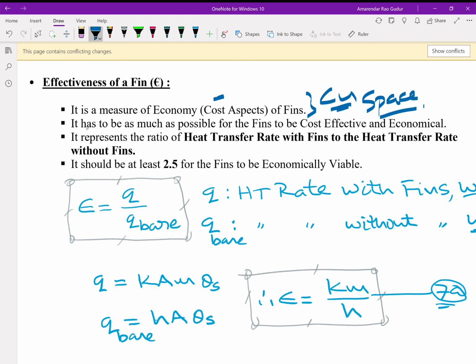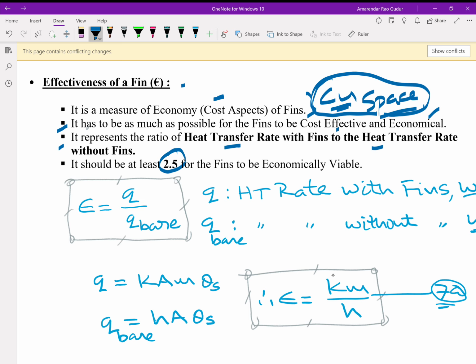At the end of the day, we must make sure that whatever cost we are bearing is very much overshadowed by the benefits we get. That can happen only when we go for the effectiveness calculations. The effectiveness has to be as high as possible for the fins to be cost effective and economical. It represents the ratio of heat transfer rate with fins to the heat transfer rate without fins. What is it that you are getting without fins, and what is your ambition? It should be at least 2.5 for the fins to be economically viable, which means that heat transfer rate with fins should be at least 2.5 times the heat transfer rate without fins or bare surface.